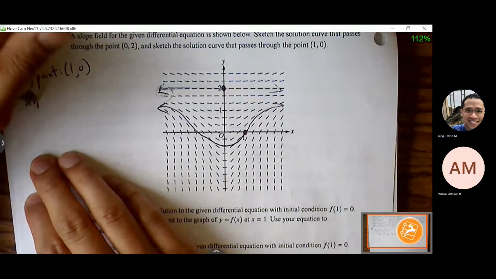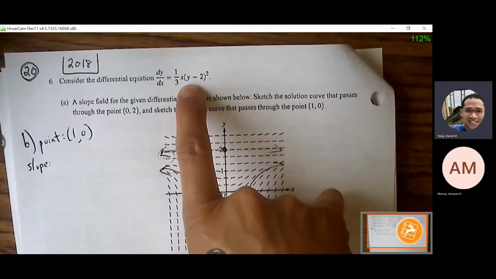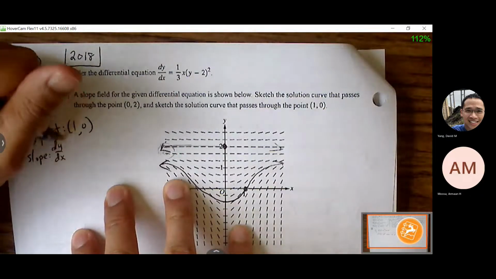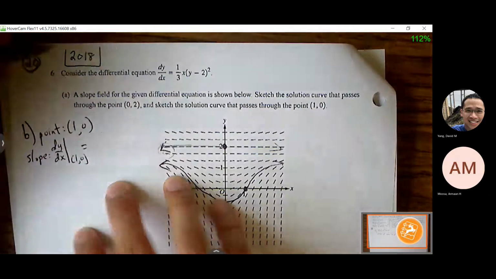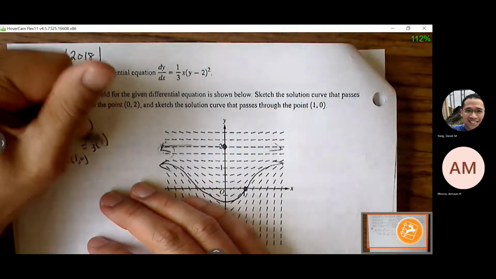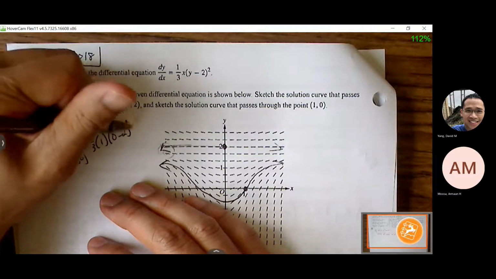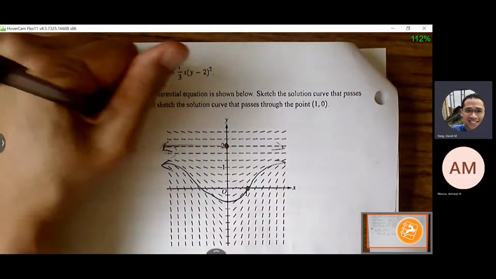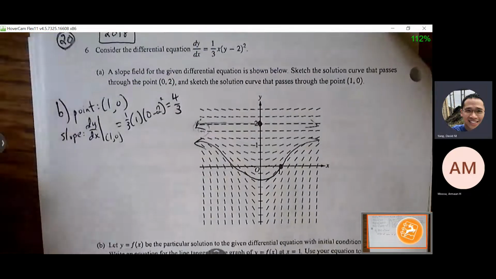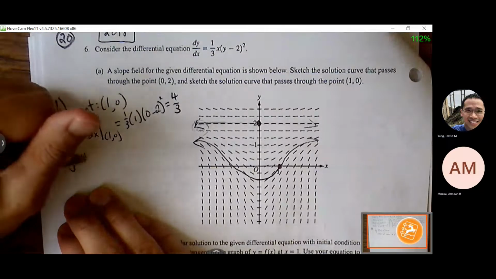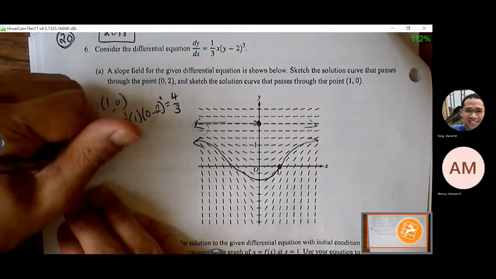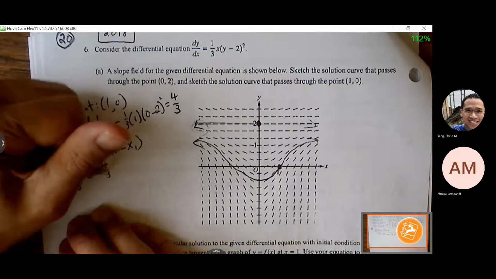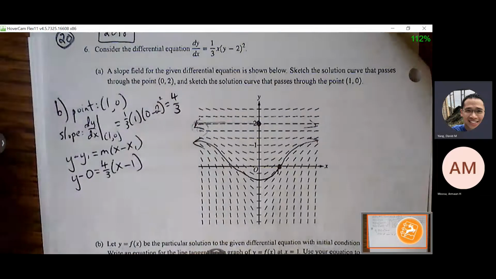My slope comes from my dy/dx, right? That's my derivative. Derivative is my slope formula. Okay, negative 2 squared is 4. 4 over 3 is 4/3. That's our slope. Point slope form. Solve for y.